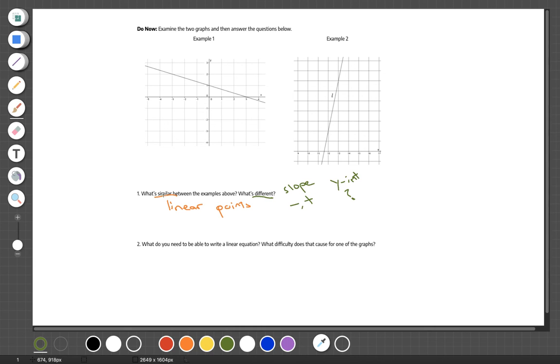So that second question is really getting at this. What do you need to be able to write a linear function? Well, you need the slope and you need the y-intercept, okay? But sometimes you don't have that. So how are we going to find the y-intercept when we don't have it? How do we find it? And that's what this lesson is about. How do we actually find that y-intercept when we don't really know what it is in a situation like this, for example?